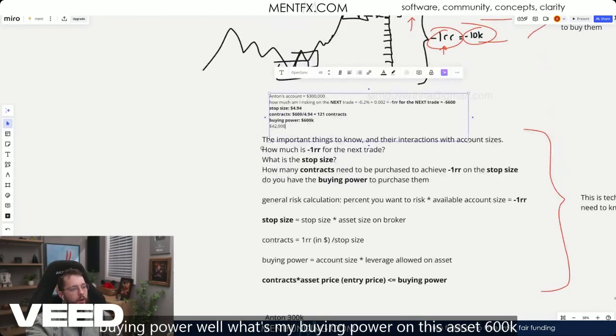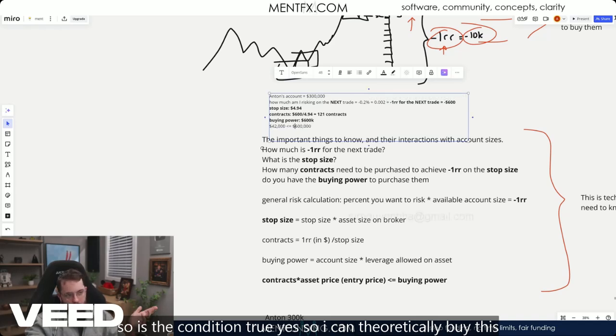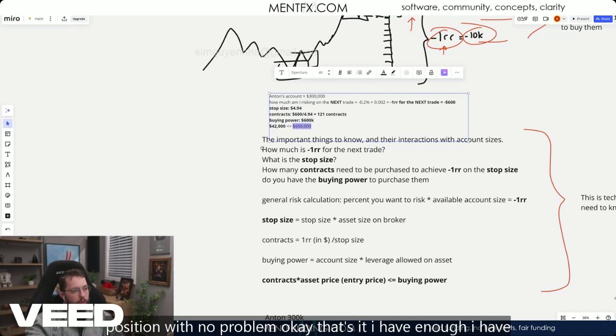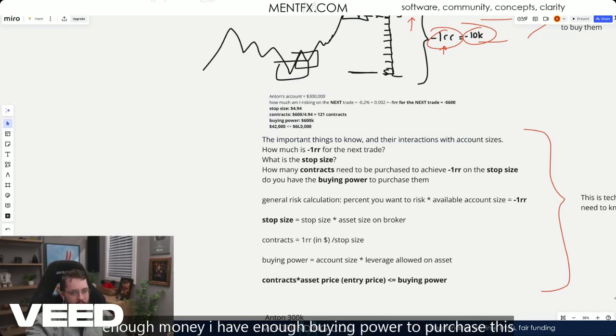Well, what's my buying power on this asset? 600K. So, is the condition true? Yes. So I can theoretically buy this position with no problem. Okay, that's it. I have enough money, I have enough buying power to purchase this position.